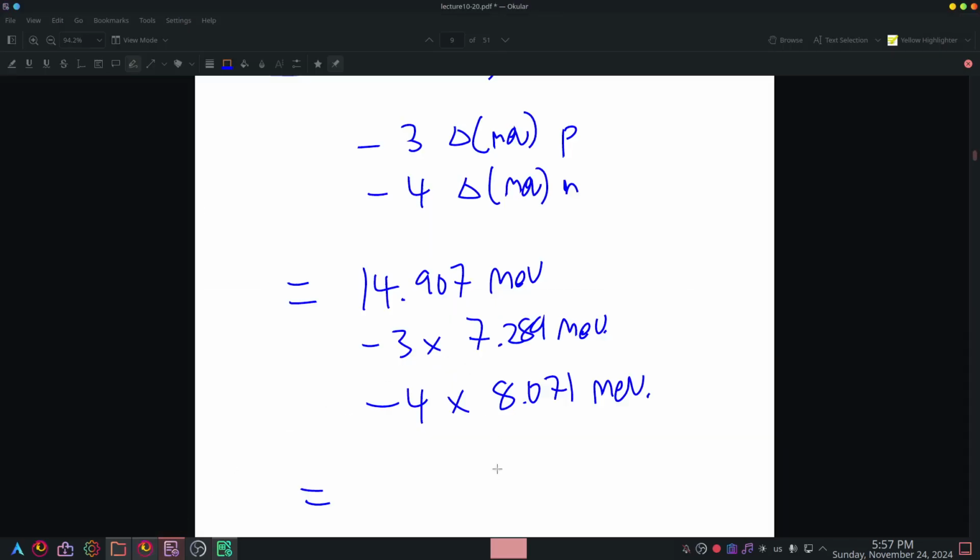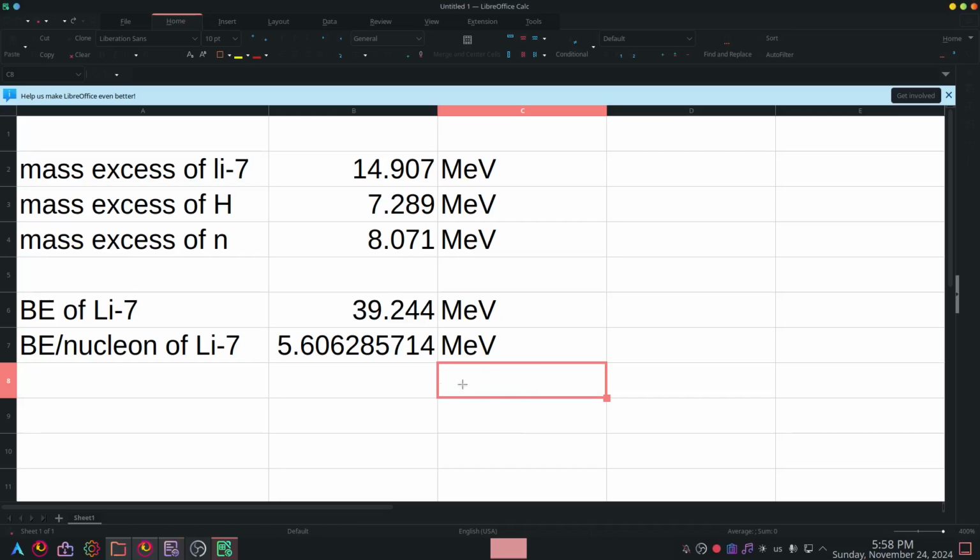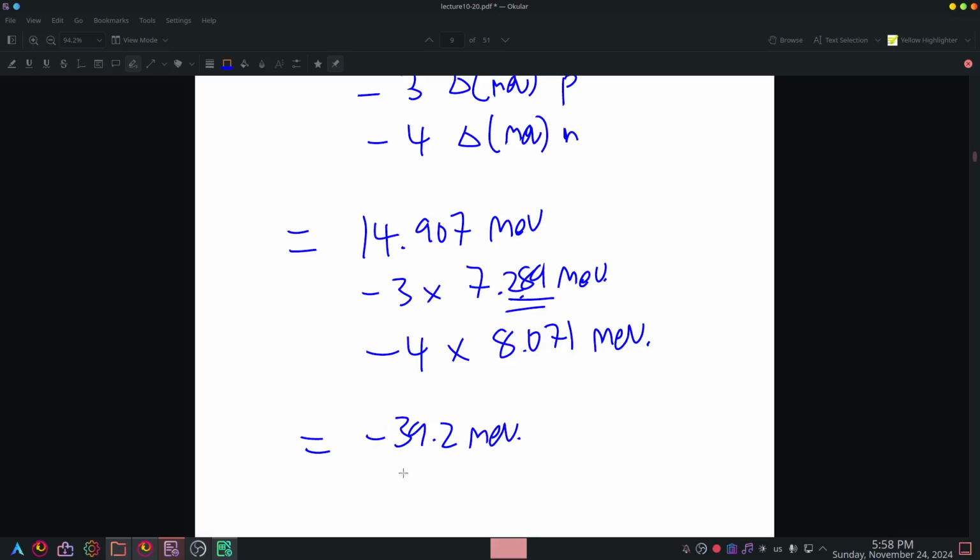Anyway, I'll put the answer here. Just now was minus 39.2 MeV. I'm not going to bother about significant figures, but in real exams you should. Because you're doing addition and subtraction, follow 3 decimal places. In practice, conserve as many decimal places as you can, but know that your accuracy and precision is limited by the data you have. In this case, all of them are in 3 decimal places.